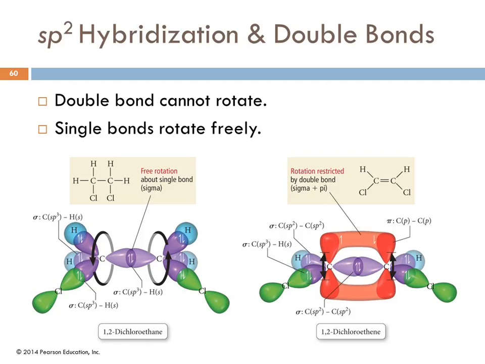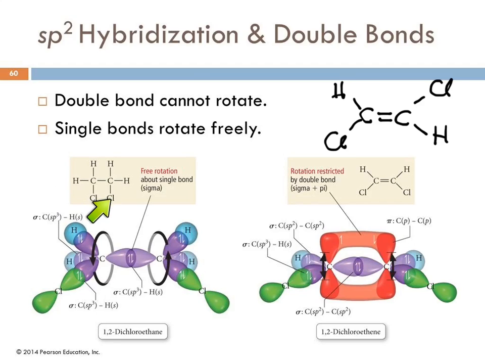Yes. This has very significant implications. This double bond cannot rotate. And so there are actually two different versions of this particular molecule. There's one where the chlorines are on opposite sides of each other, like that. And then there's this one where the chlorines are on the same side of the double bond. And they cannot interconvert without breaking the pi bond.